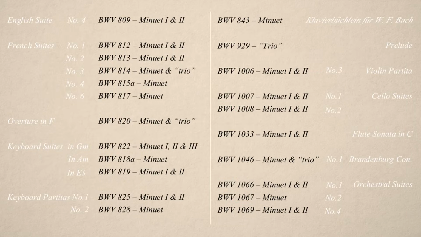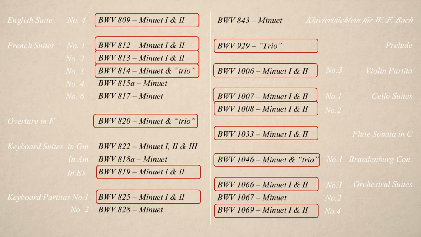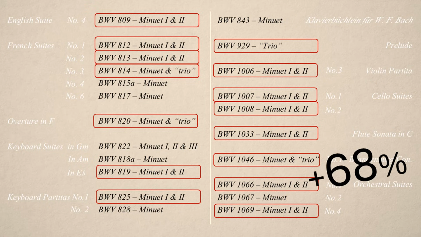Bach's minuets come from a wide variety of contexts, but none of them were intended for the ballroom. As you can see here, most of them were composed for the keyboard, but there are also minuets for other instruments and a few orchestral works. This is relevant because the context usually influences the style. In 15 of the cases, the minuets were meant to be grouped in pairs, which represents more than 68% of the total. This confirms the expectation that grouping was usual but not mandatory.